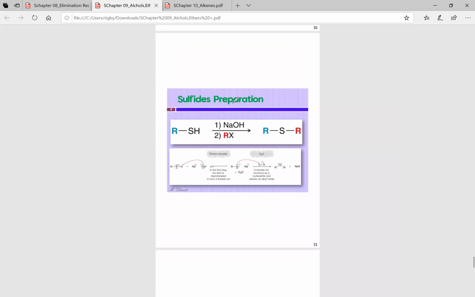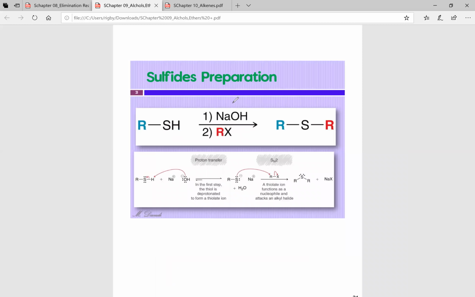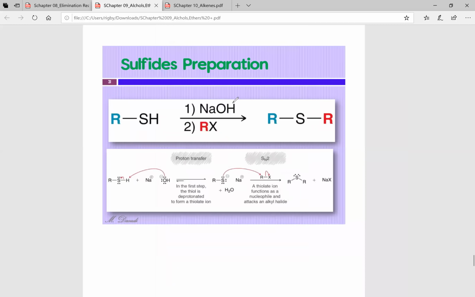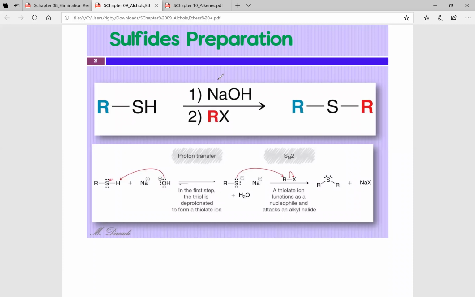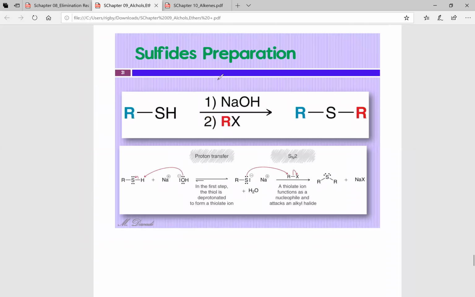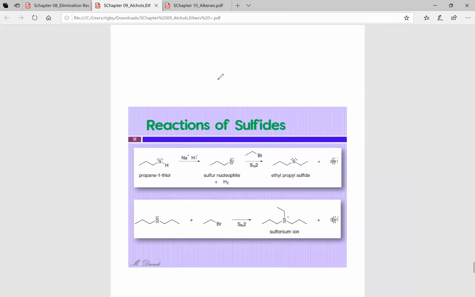Okay, so sulfides preparation. Again, all that's going to occur is sort of a replacement reaction where we take a strong base, which is going to deprotonate this mercapto group, and then the R of the RX group is going to replace it. This mechanism is important to know, but it's really similar to stuff that we've seen before, like how do we make ethers.